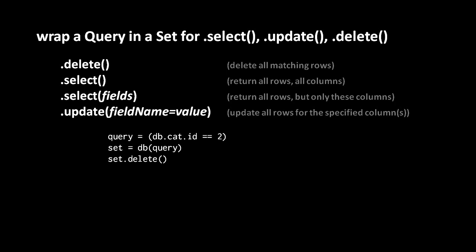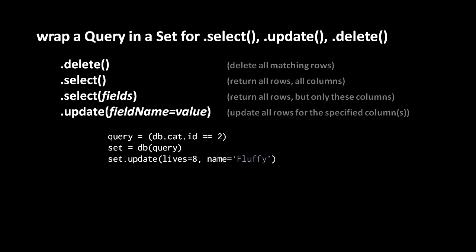Well, say we invoke the delete method, that then performs a delete of all the rows in the cat table where cat ID equals 2. If instead we were to invoke update, we would specify a named argument for each column we want to update, and so we'd write lives equal 8 to set the lives column to the value 8, name equals fluffy to set the name column to the value fluffy.